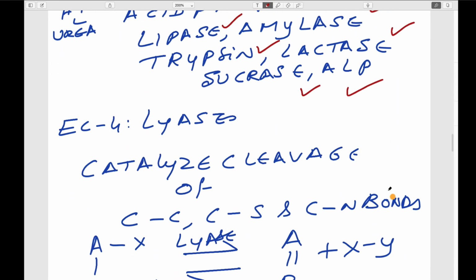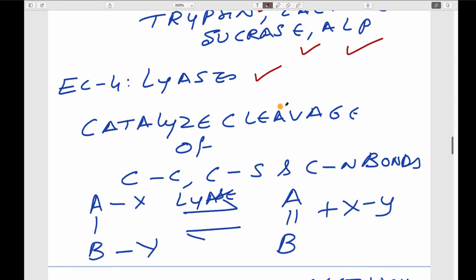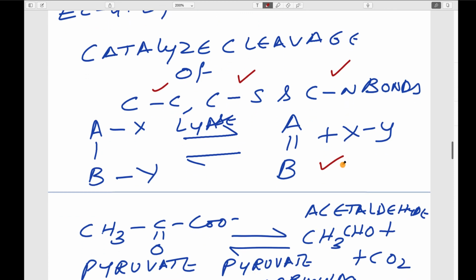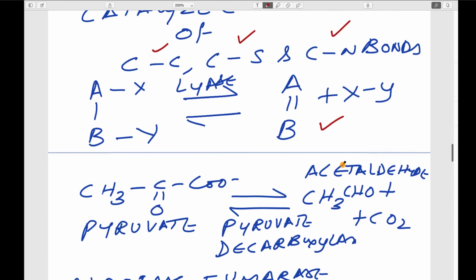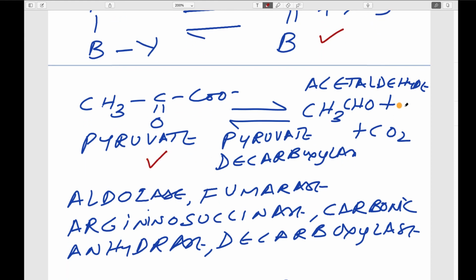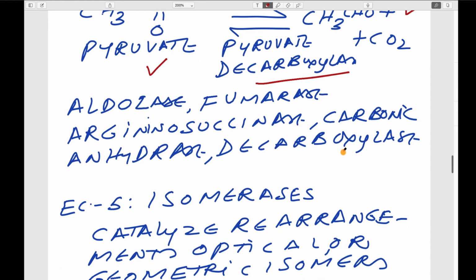The fourth one is EC4, lyases. Here also breaking of bonds takes place, but without the requirement of water. Carbon-carbon bonds, carbon-sulfur bonds, and carbon-nitrogen bonds are broken. Here I have shown how the breaking of the bonds takes place, leaving behind a double bond. The example is pyruvate converted to acetaldehyde by the action of pyruvate decarboxylase. Other examples are aldolase, fumarase, argininosuccinase, carbonic anhydrase, and decarboxylase.